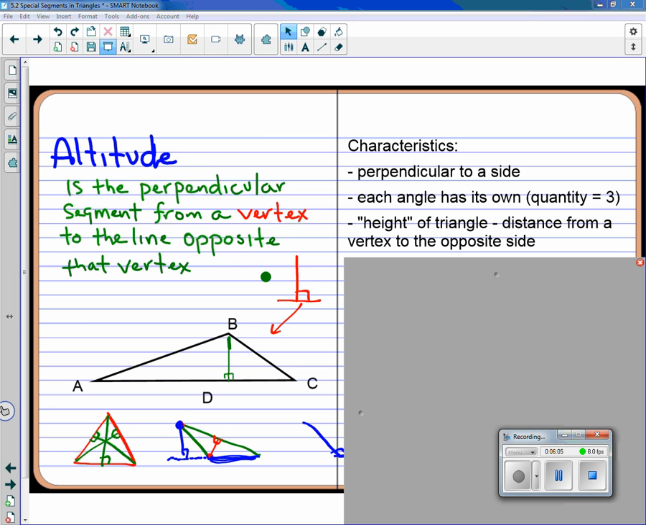Each angle has its own, right? So there's three of these things. The height of the triangle, the distance from the vertex to the opposite side, is found here. So if I wanted to know how high this triangle is, then I would use that height there.